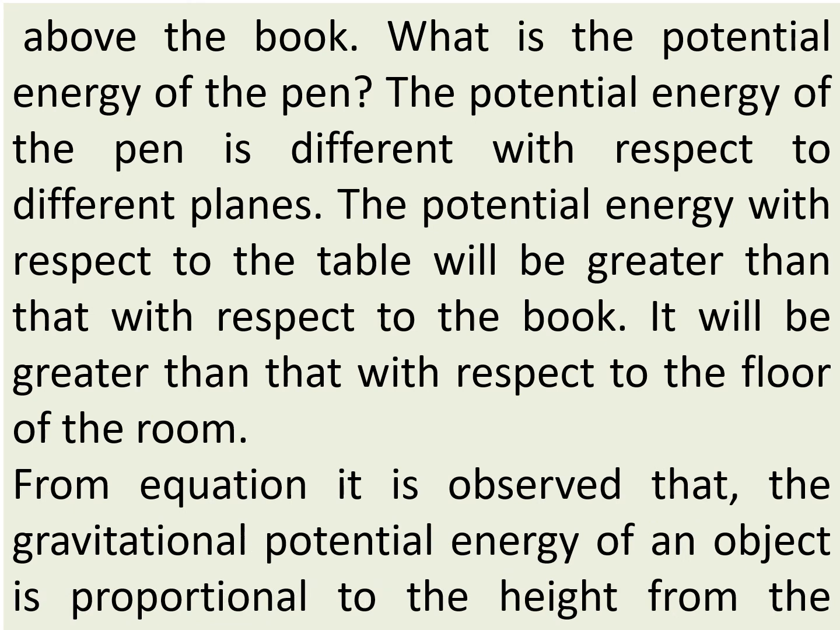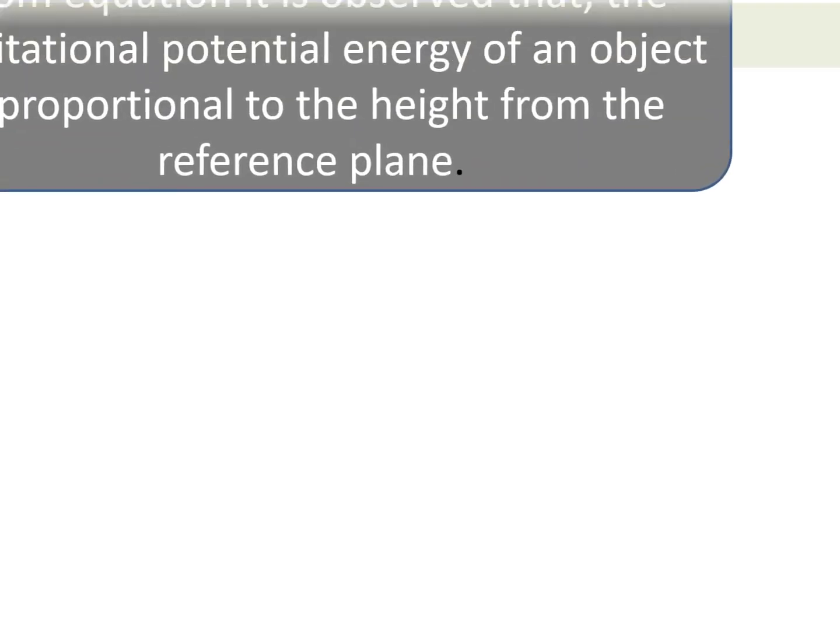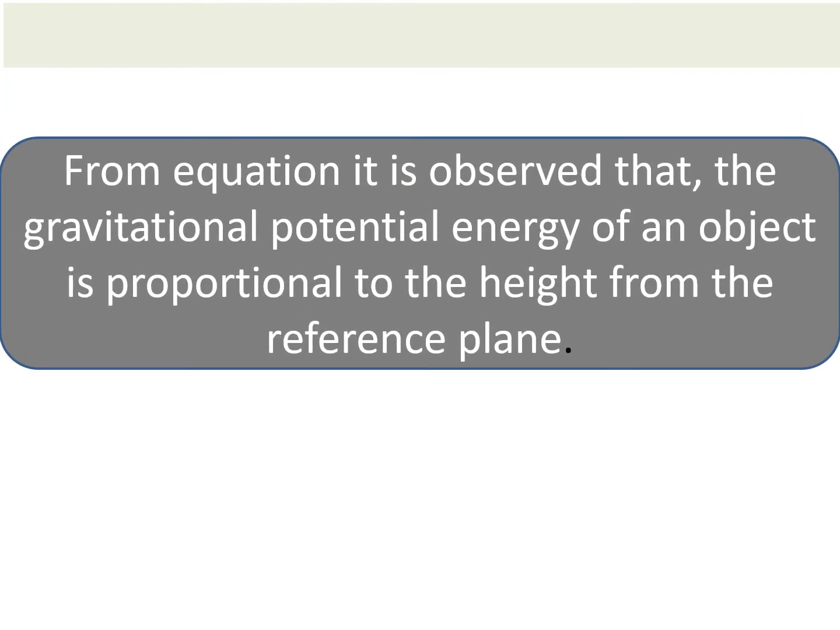So from the equation it is observed that the gravitational potential energy of an object is proportional to the height. So dear students, you can say from this equation the gravitational potential energy of an object is proportional to the height from the reference plane. We have to remember this equation. Okay.